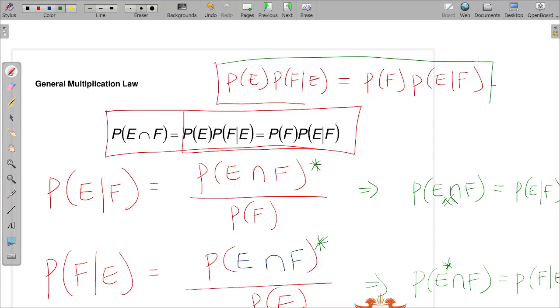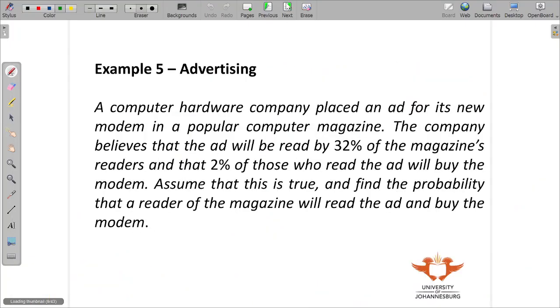Sometimes you need this other formula to solve a problem. Alright, so please take note of that. Okay. Alright, so let's use that now.